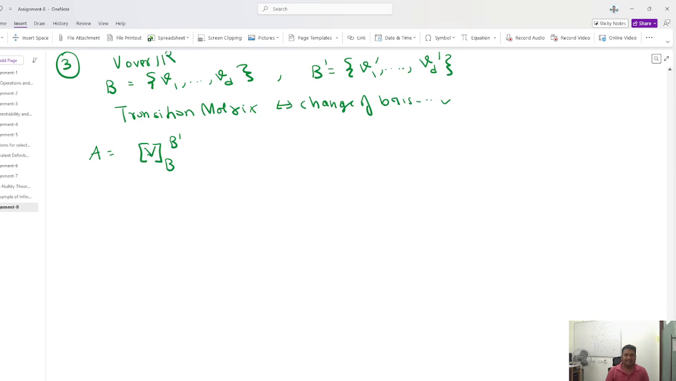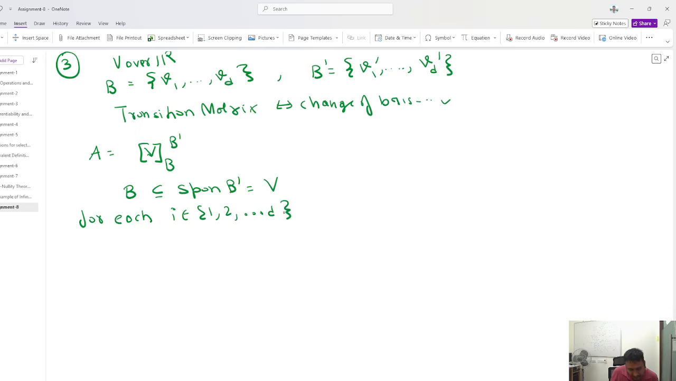So transition matrix as in, since these two are bases, right? So this B is contained in definitely the span of B prime, which is your V. So for each I in 1, 2, D, there exist some scalars, however you want to call them, that's your choice. I will call them like that.